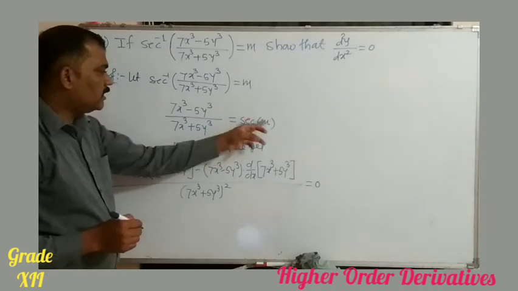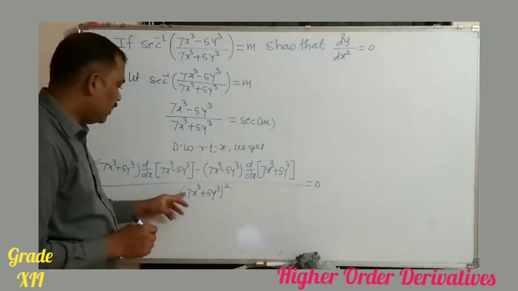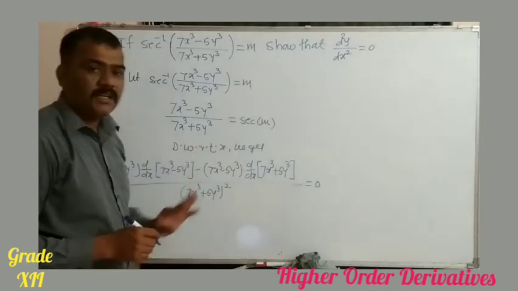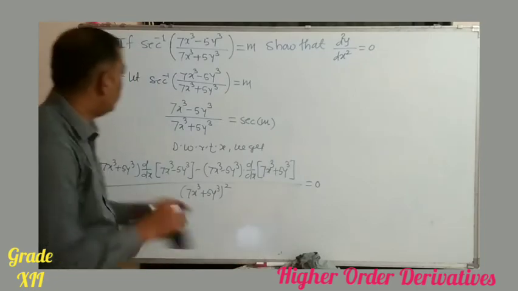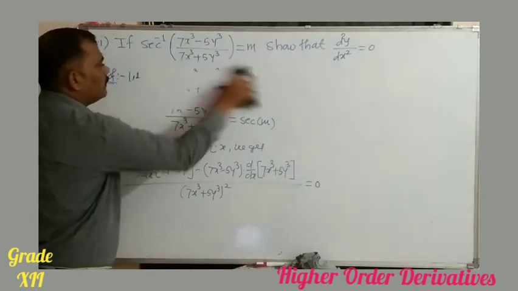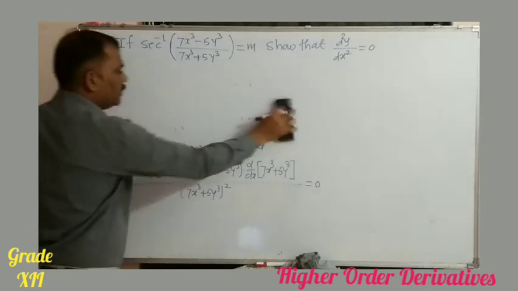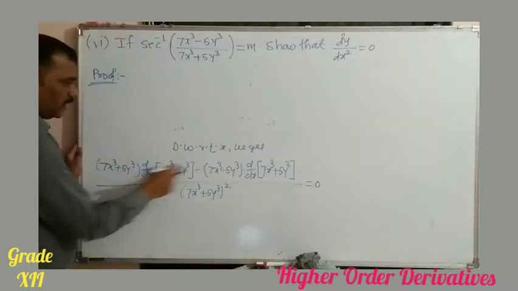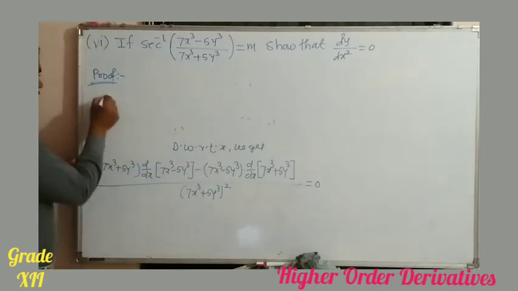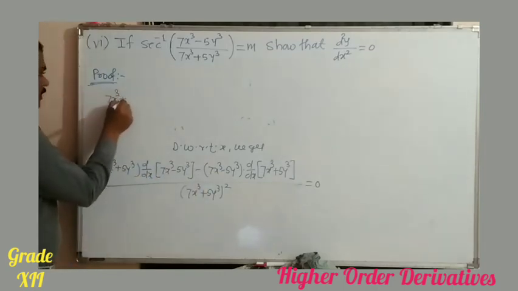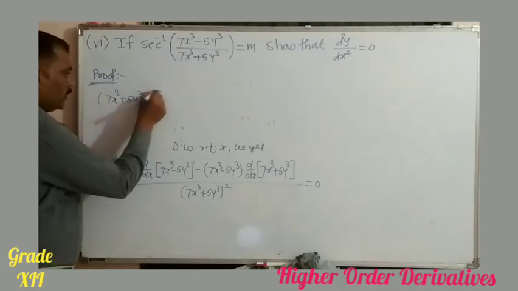Trigonometric function, but it is a constant, so its derivative is 0. If we take this denominator to this side, it also becomes 0, so we get only the numerator, and we have to take the derivative of the numerator, this one and this one, so (7x³ + 5y³) into derivative of this.